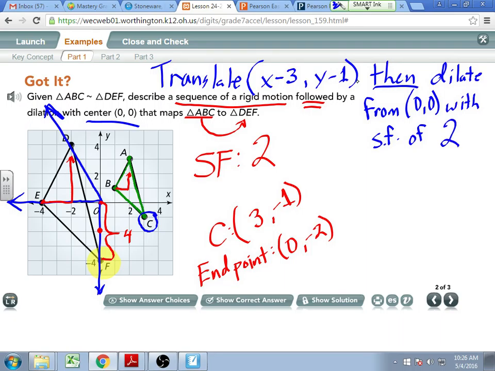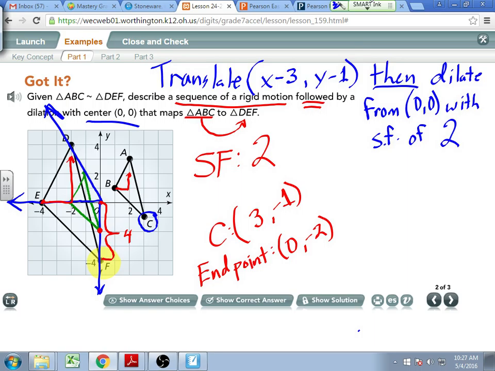So the first thing we do that Nate told us to do is we shift 3 over, 1 down, and we land right here. Notice all the points are on their rays that they should be.